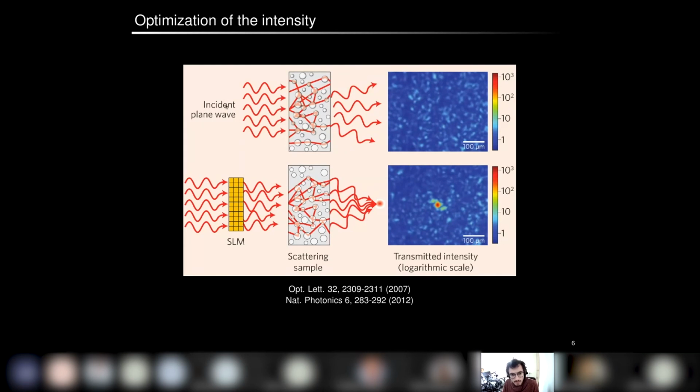If you have a plane wave and a scattering medium, then what you measure at the output is a speckle. It's simply a random intensity pattern. But what Allard and his group showed at this time was that you can shape the input field so that it compensates the disorder inside the scattering sample in order to focus at any given point, either inside or in transmission through the scattering sample. So here you see that you have a very strong focus, even though you have a scattering sample in between the incident light and the measurement point.